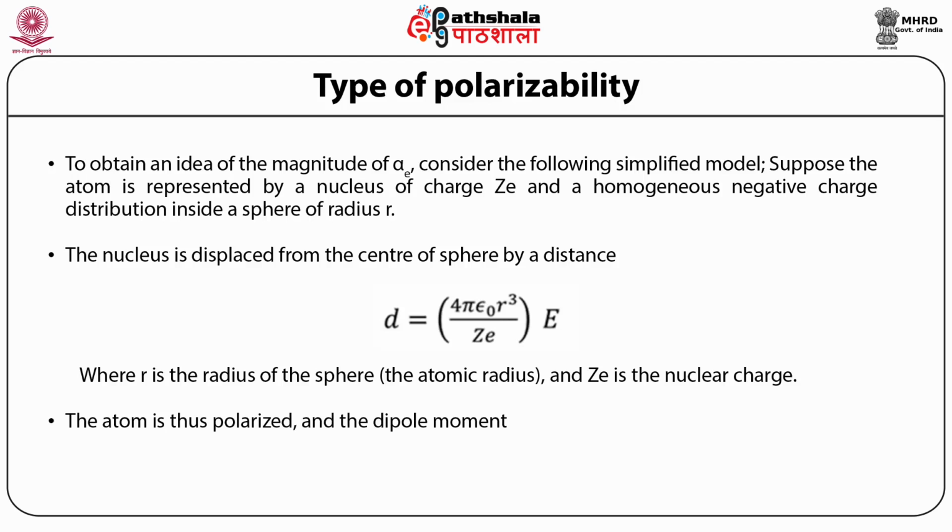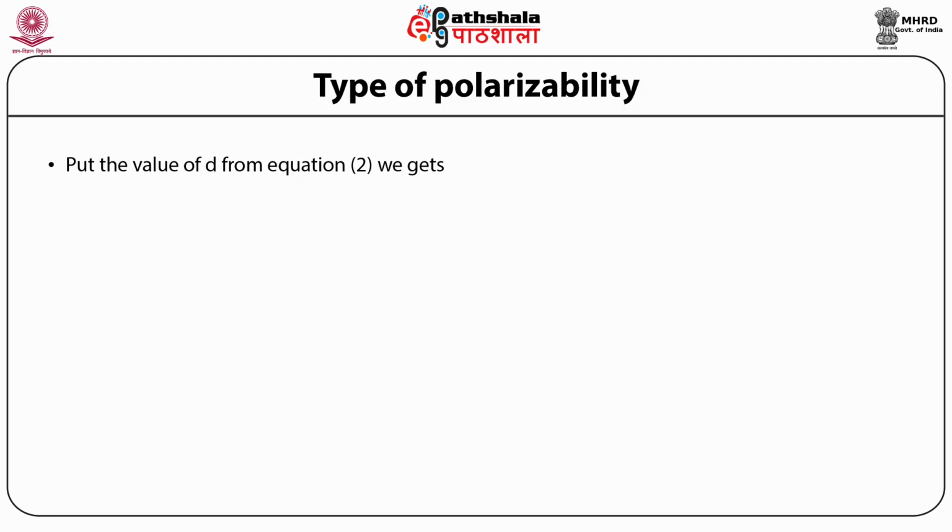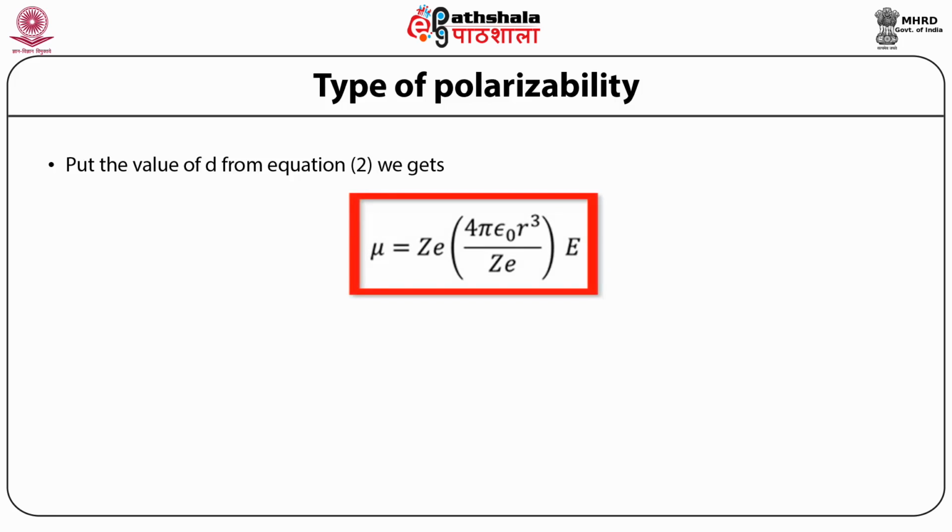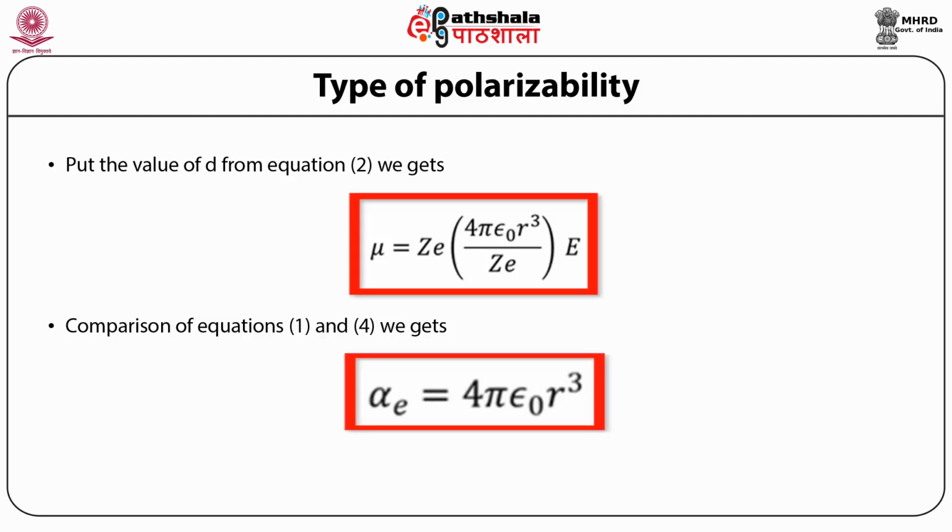The atom is thus polarized, and the dipole moment mu is equal to Ze into d. If we put the value of d from equation 2, we get mu equal to Ze into 4 pi epsilon 0 r cubed by Ze into E. From comparison of equations 1 and 4, we get alpha E equal to 4 pi epsilon 0 r cubed. If we substitute the typical value r equal to 10 to the power minus 10 meter, we find that alpha E is approximately equal to 10 to the power minus 41 farad meter squared.